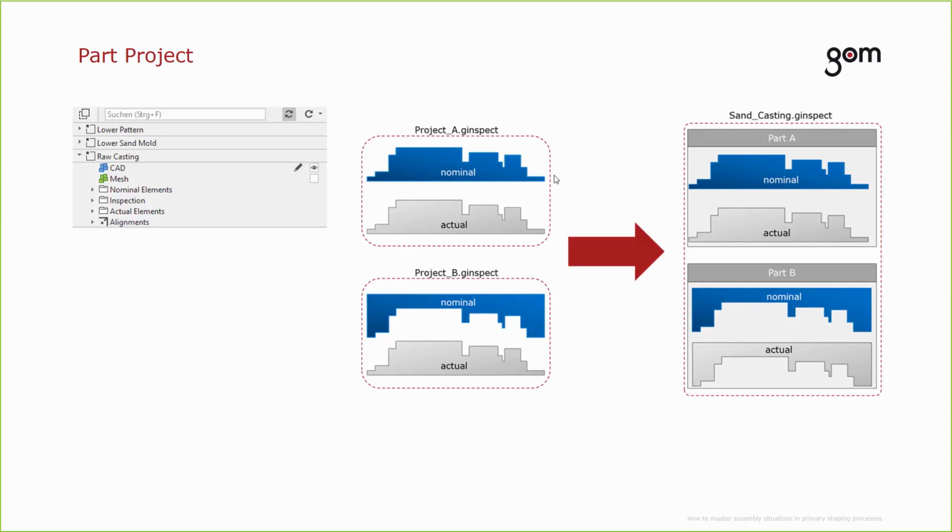But the interesting thing here is not to do inspections of separate parts, but to be able to do interpart inspections as needed in our assembly situations. But before doing such interpart inspections, an appropriate alignment of the parts against each other is needed. And this leads us to the next topic, alignments.